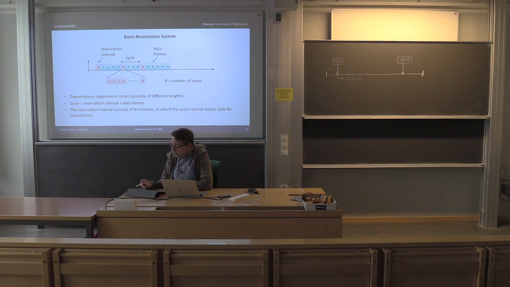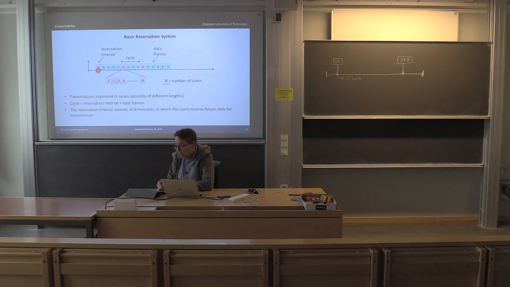So how does that work? Again, we have a number of users, and in this case we have, as before, capital N number of users that need to share the channel. Then we organize a transmission over the channel in what's known as a cycle. A cycle consists of a reservation interval plus a number of data frames. The number of data frames can change from cycle to cycle.